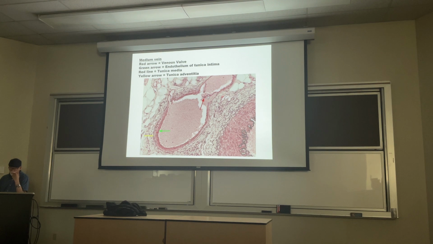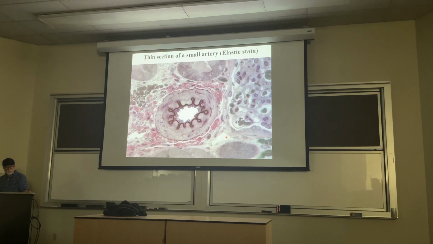This would be outside. It probably goes to here. There's a little blood vessel here. That's probably a vena, a very small vein. It's called a vena. This is a small artery again with an elastic stain, so we've seen the internal elastic lamina stain.